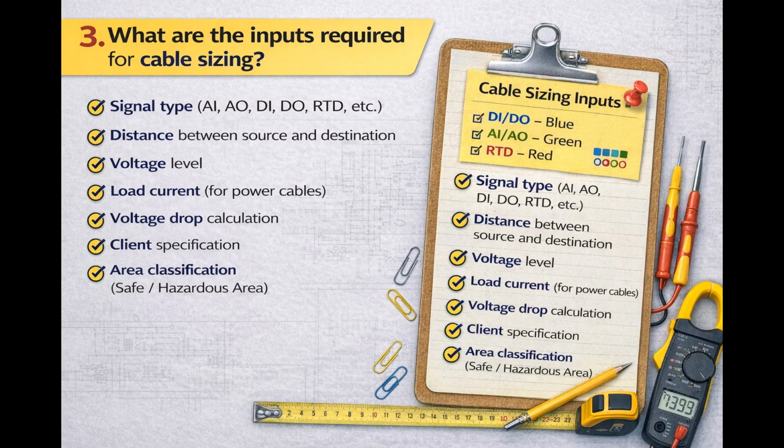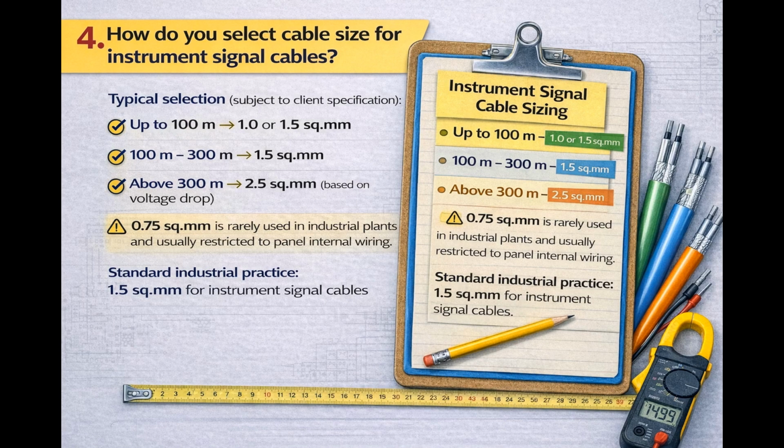How do you select cable size for instrument signal cables? Typical selection, subject to client specification: up to 100 meters 1.0 or 1.5 square mm, 100 meters to 300 meters 1.5 square mm, above 300 meters 2.5 square mm, based on voltage drop. 0.75 square mm is rarely used in industrial plants and usually restricted to panel internal wiring. Standard industrial practice: 1.5 square mm for instrument signal cables.